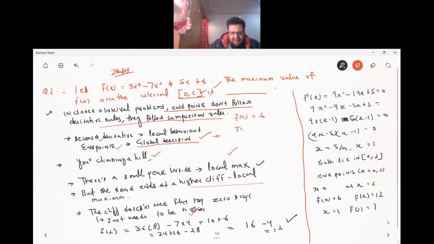And for the f of 2 value, if you just compare, 3 into 8 minus 7 into 4 plus 5 into 2 is 10, 10 plus 6. So this will give you 24, and 16, 20, which is nothing but 40. 40 minus 28 is equal to your 12, right? This is your 12 point. So this is how this problem has to be done. It's for 2 marks, but if you directly substitute the endpoints, you'll get the result for this.